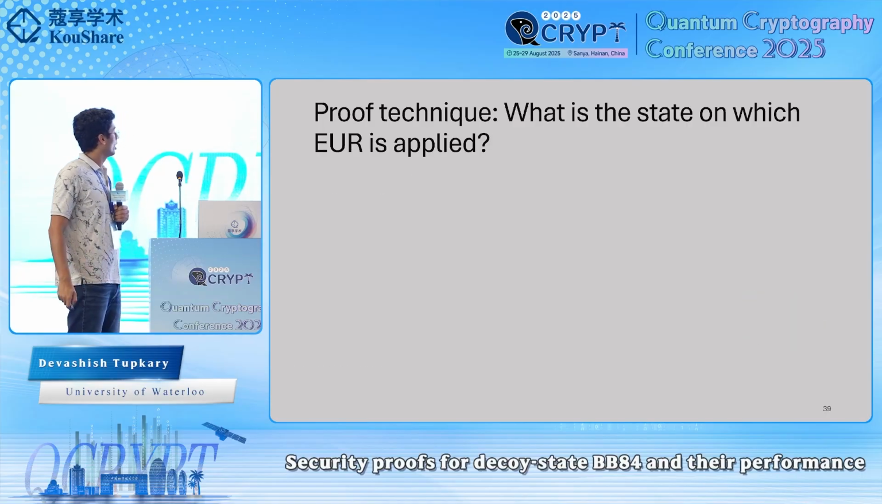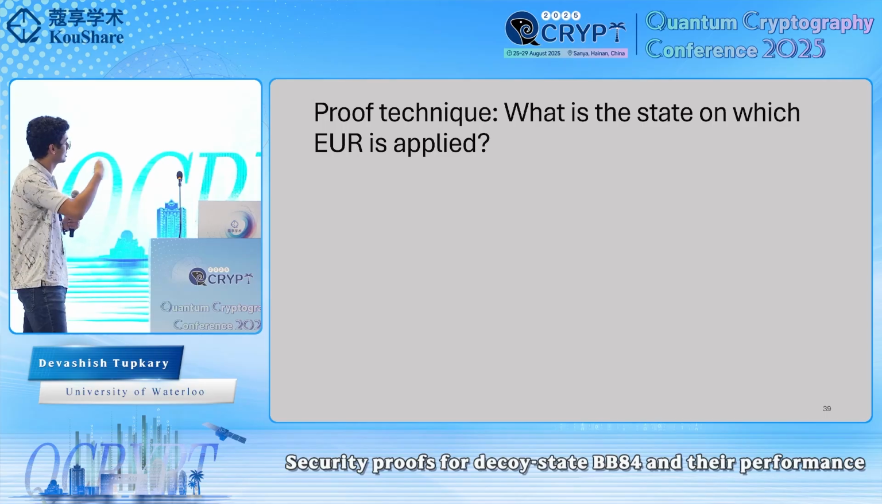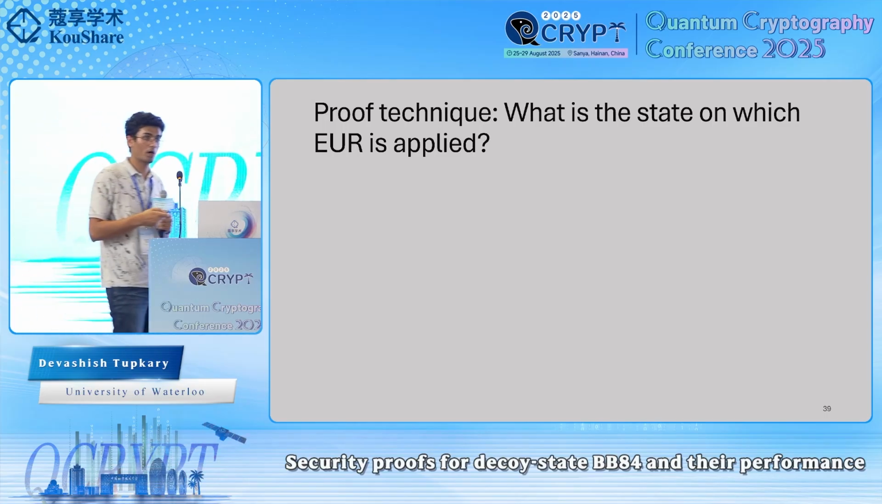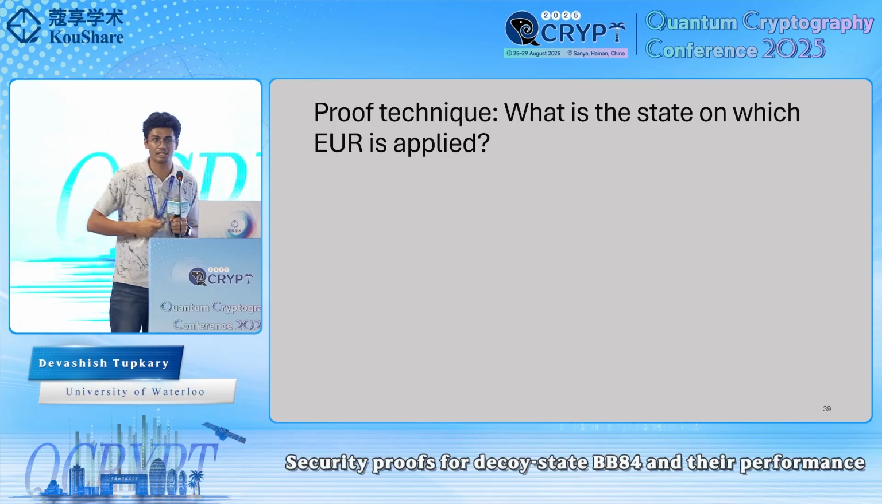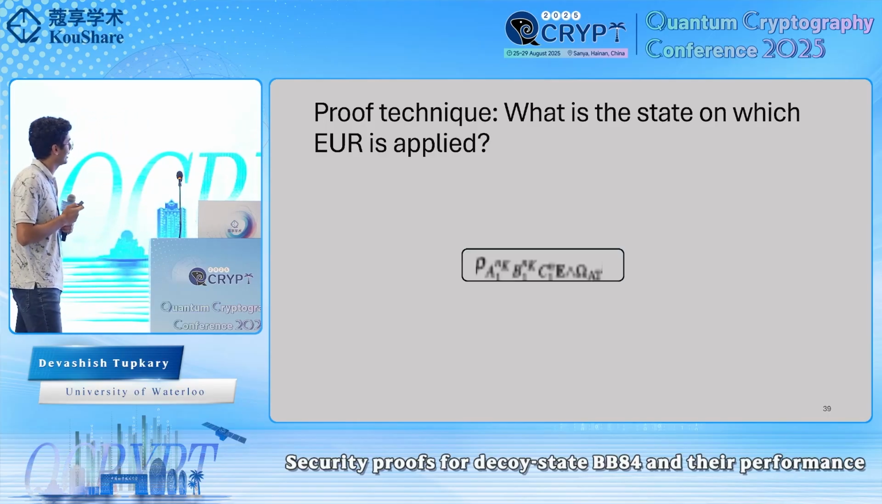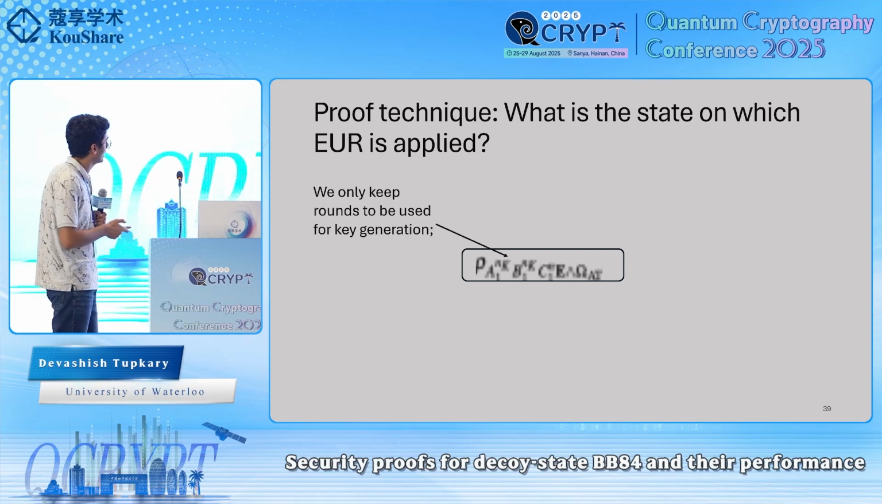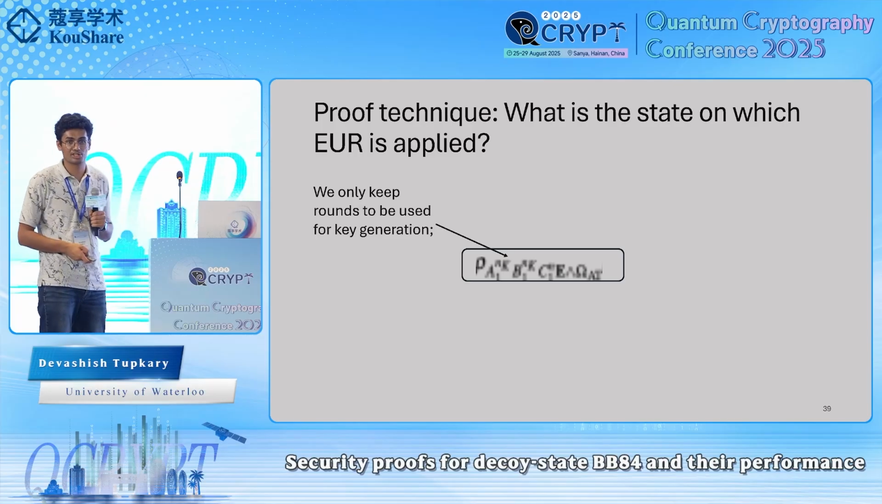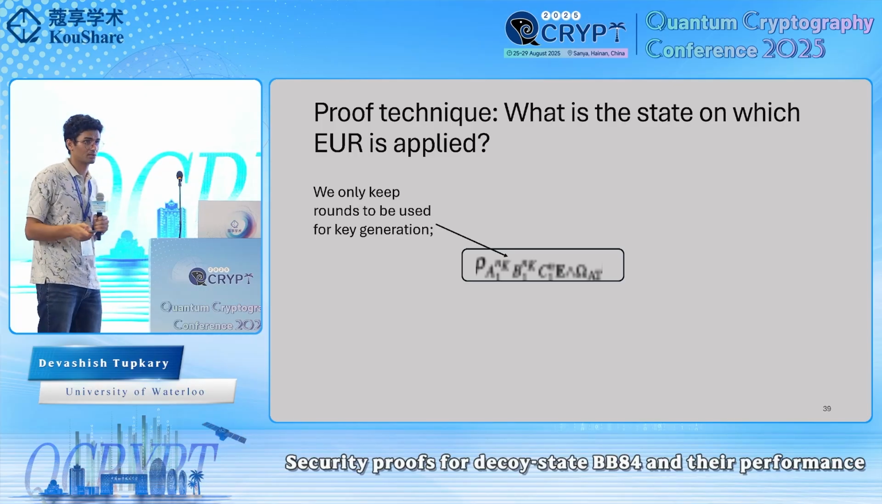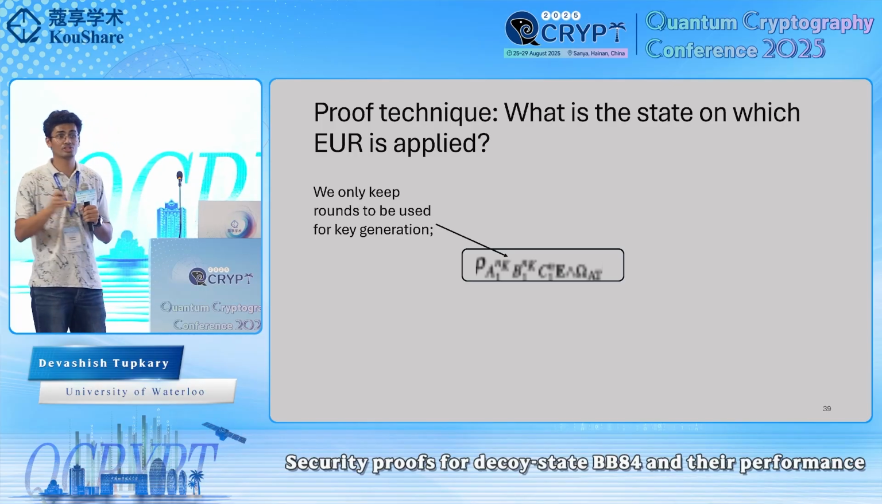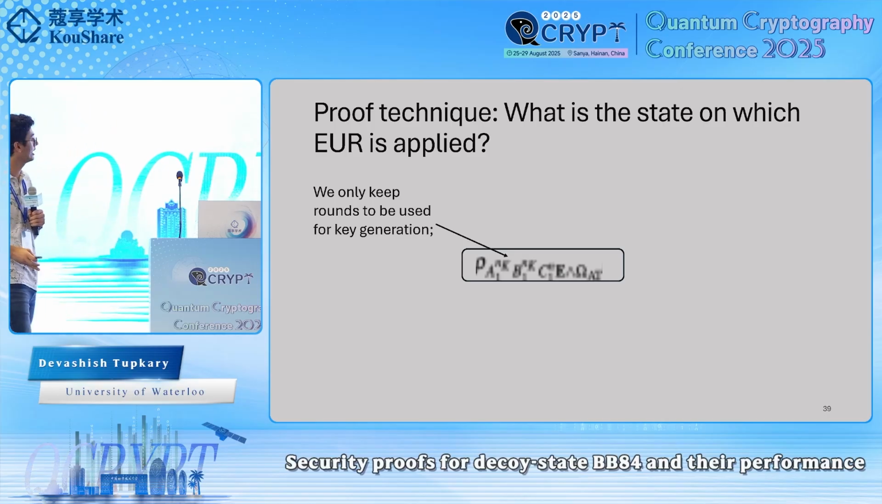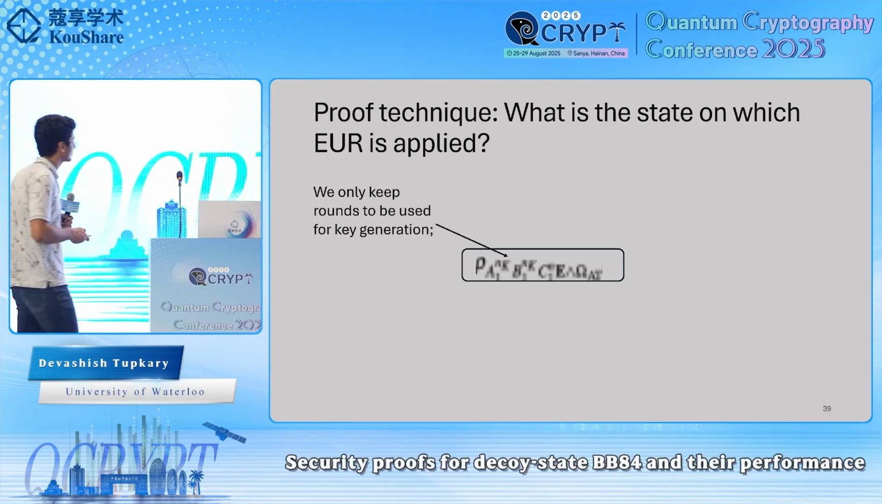Okay, so now when we apply this statement to QKD, what is the state on which we will apply the EUR? It looks something like this. Basically, we only want to keep the rounds that we want to use for key generation, right? Which means that we only want rounds where Alice and Bob have chosen to measure in the same basis. Bob is guaranteed to get a detection event, and we know that these rounds are actually going to lead to some bit of raw key.